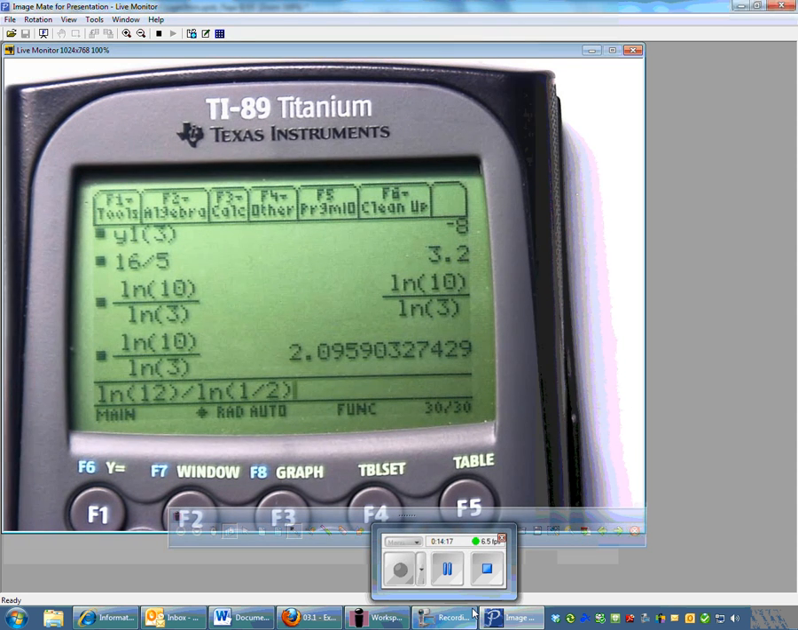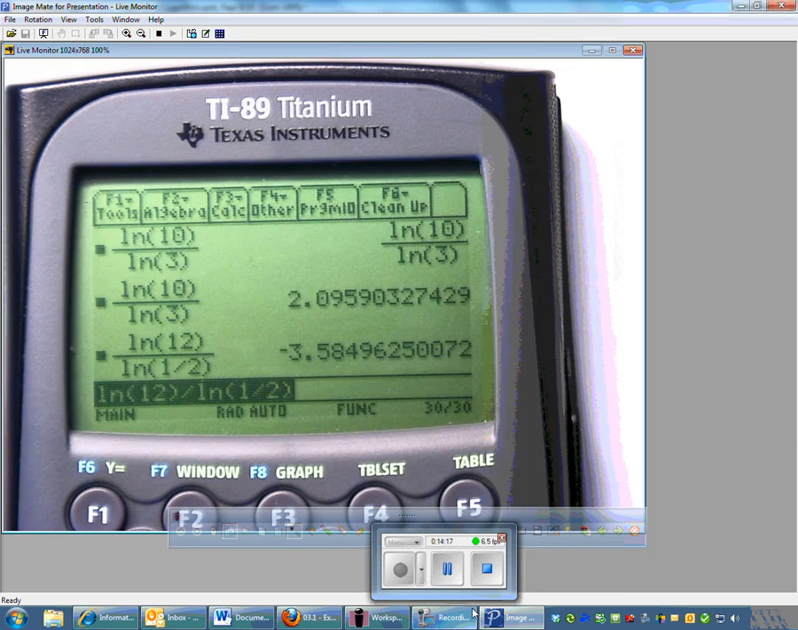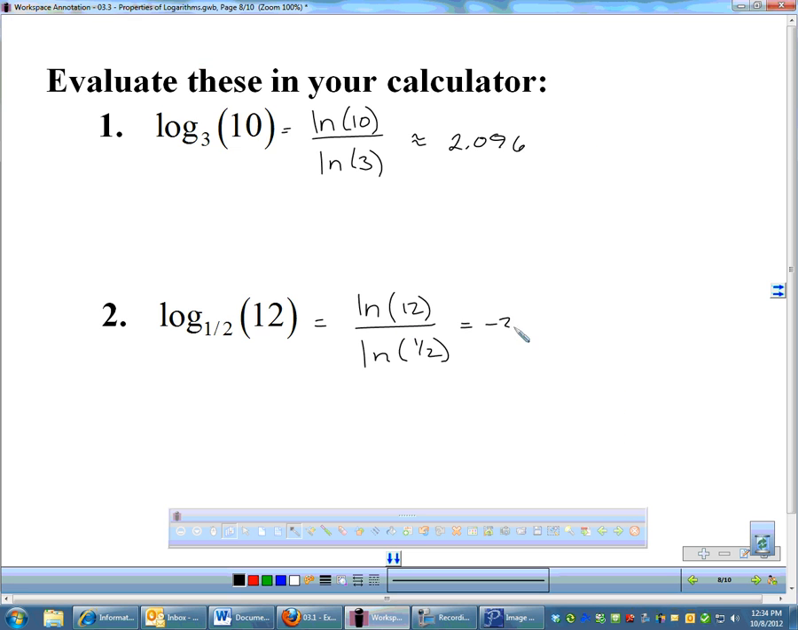Green diamond to get the decimal, enter, and you get negative 3.585 is how I'm going to round that. So negative 3.585, and that's an approximation, so I'll put the approximate symbol. Good, good?